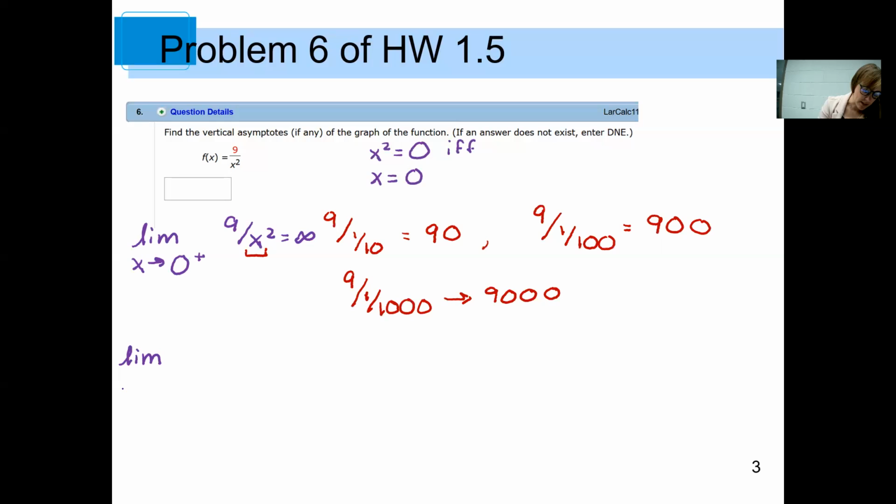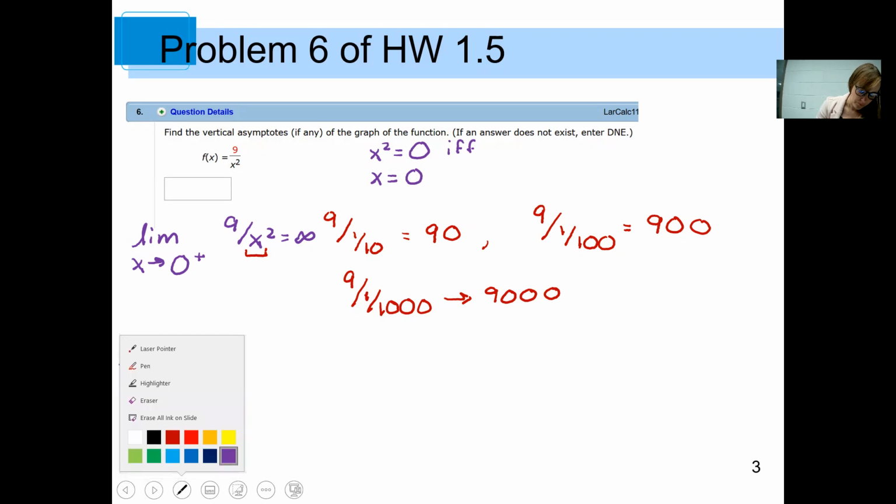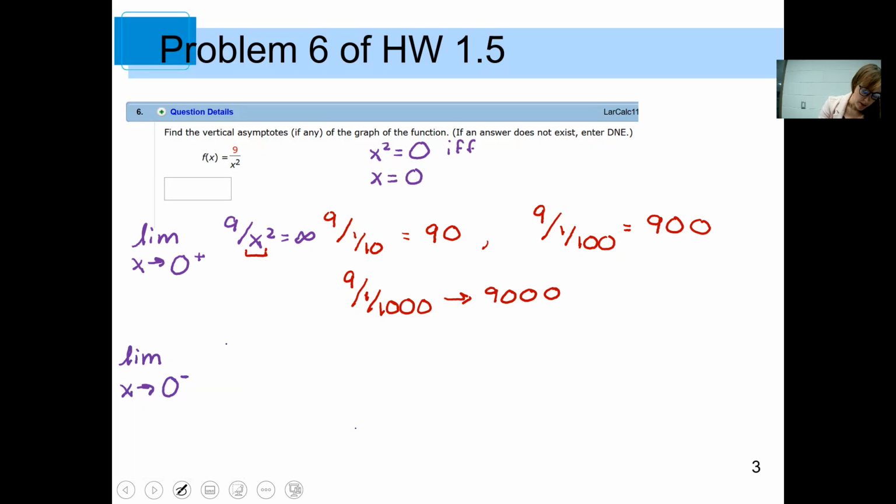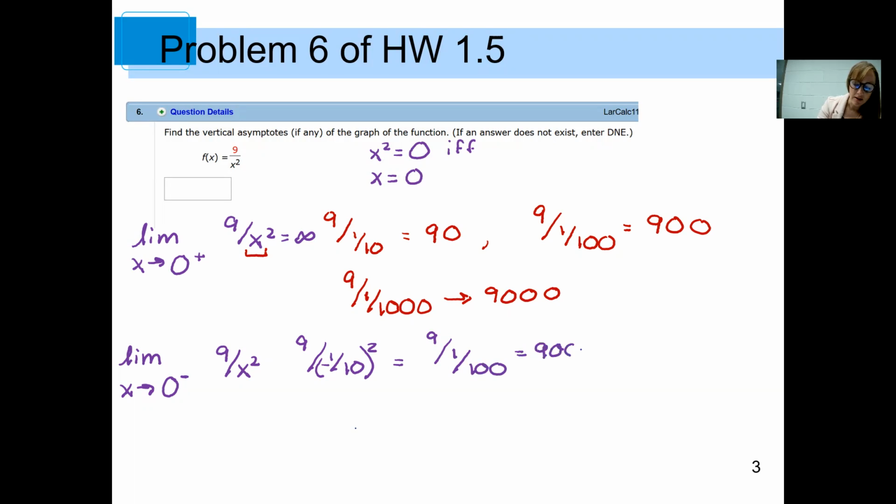Let's go ahead and look at what happens as x approaches 0 from the left. This is going to run very similar. And in fact, I may have even misspoke a little bit on the last example. Because when I look at this 9 over x squared, we could have 1/10, x squared equaling 1/100. Even though we're picking very low negative values, we're still squaring it. And so this is going to be 9 over that 1 over 100. So this is going to be that 900.